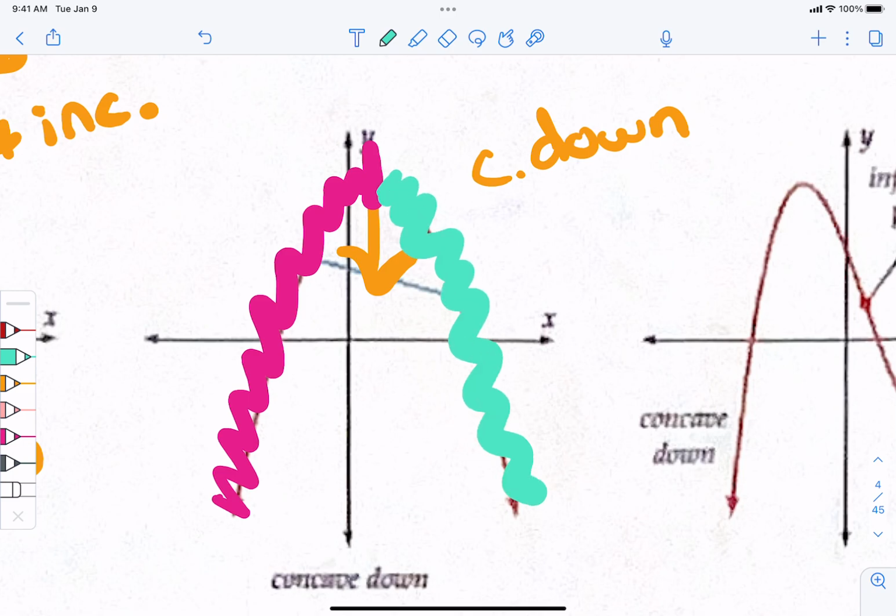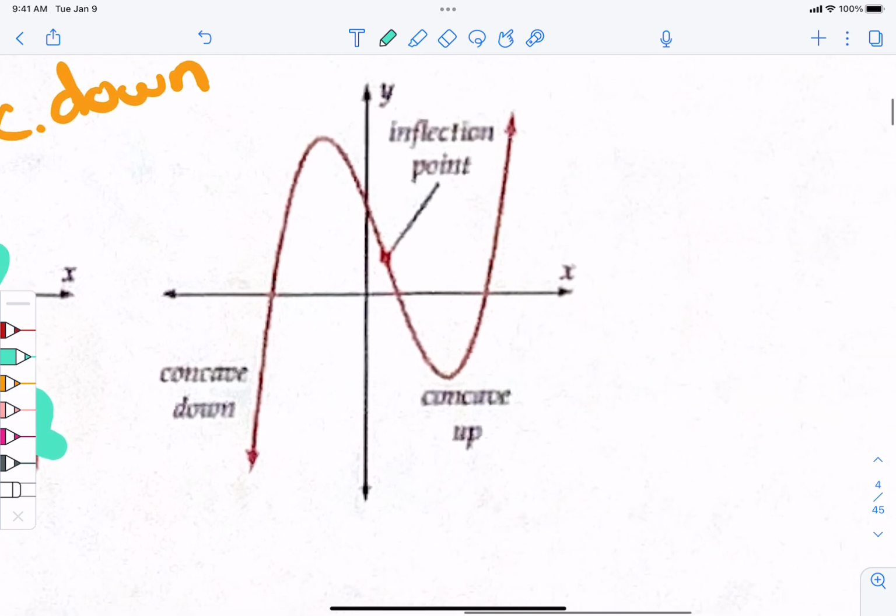So the whole thing is concave down, but it has two chunks where it's increasing, decreasing, right? So it doesn't even go on the same intervals at all. All right, now let's look at this one. Okay, are you ready for this?